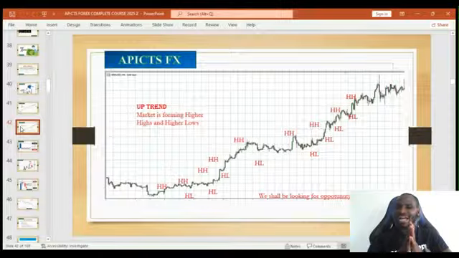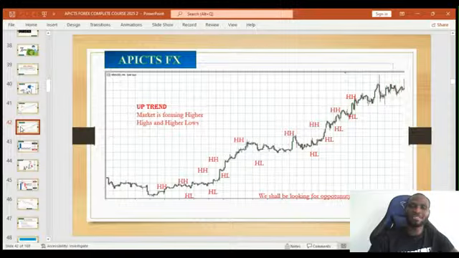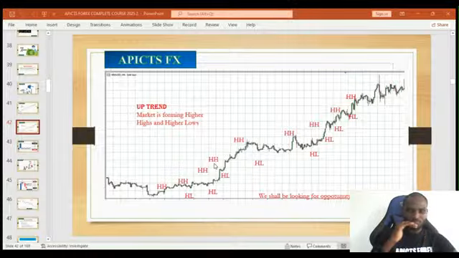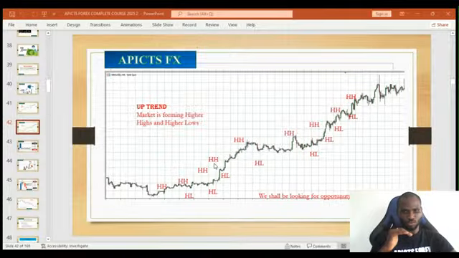Why? It is forming higher highs and higher lows. I go again. The market is in an uptrend. Why? It is forming higher highs and higher lows.